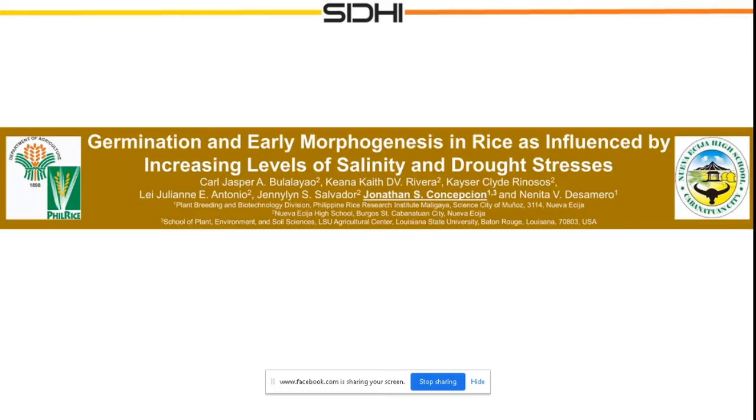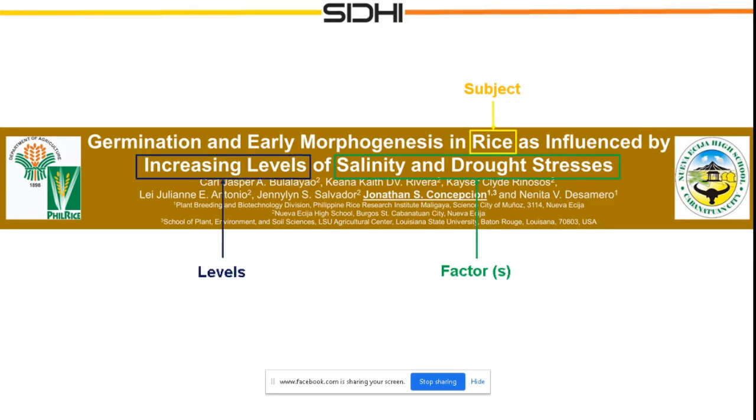So just for example, take for example this study. So this was done by my previous students from Nueva Ecija High School. So they studied the germination and early morphogenesis in rice as influenced by increasing levels of salinity and drought stresses. So of course, our test subject is rice. So we have 5 different rice varieties for this study. Then these are the factors. Okay, so this is your controlled independent variable.